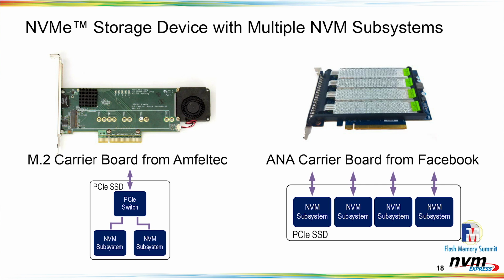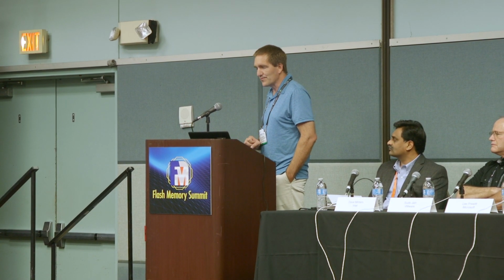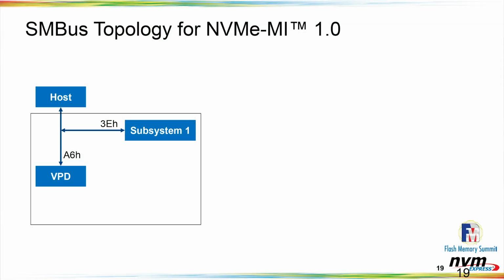So none of this stuff has a good way to be represented in our VPD data. Bifurcation is really a problem where storage is running ahead of the PCIe industry, and we came up with some proposals here that we think will be applicable elsewhere. And so that's what this presentation is on.